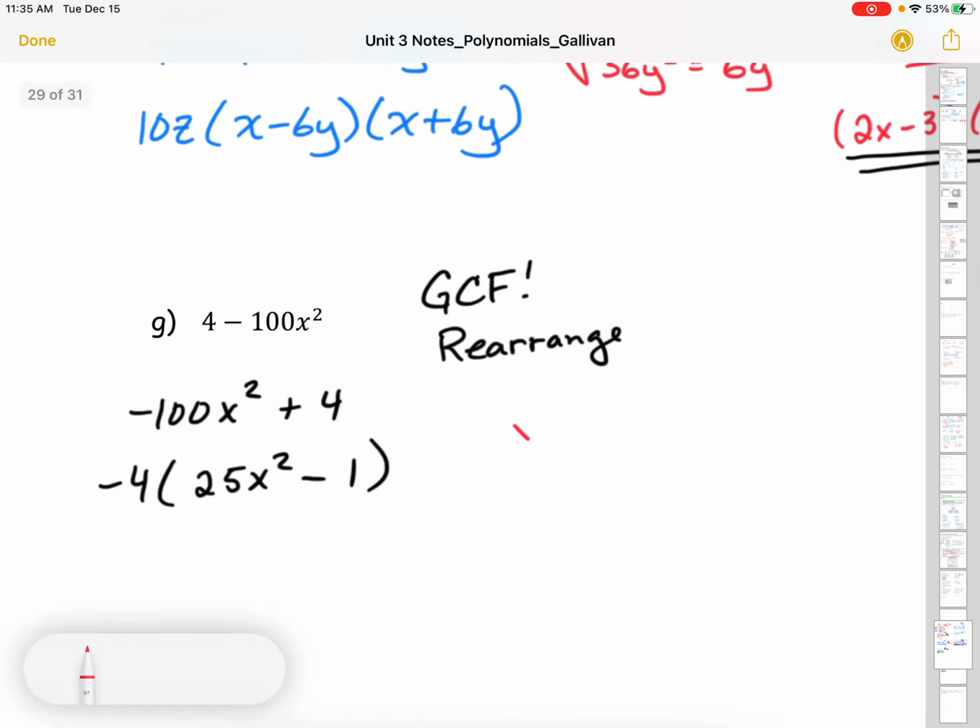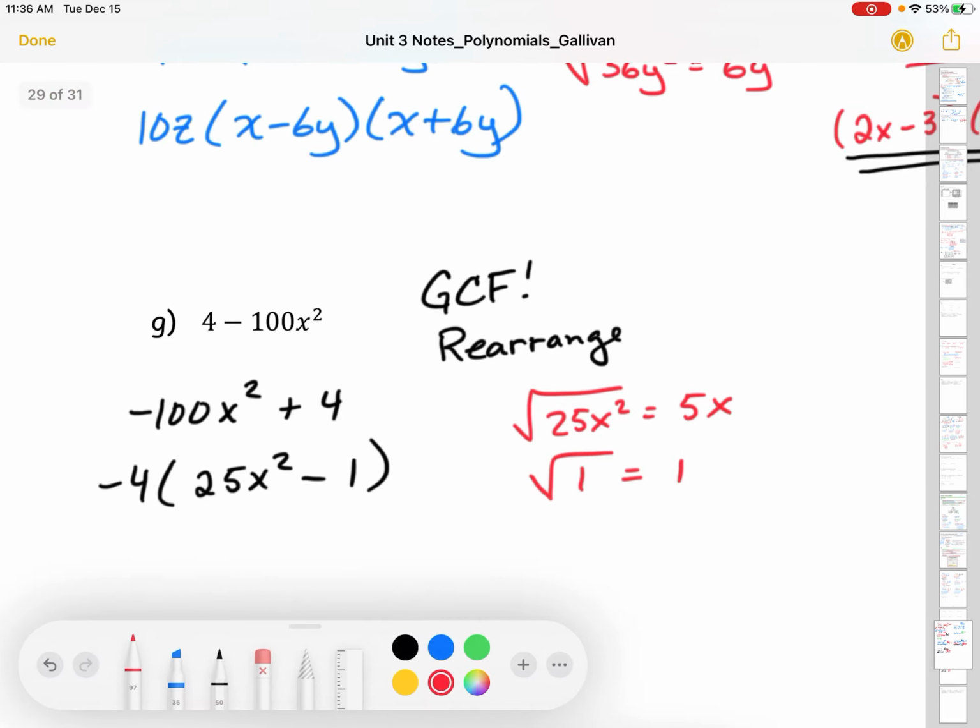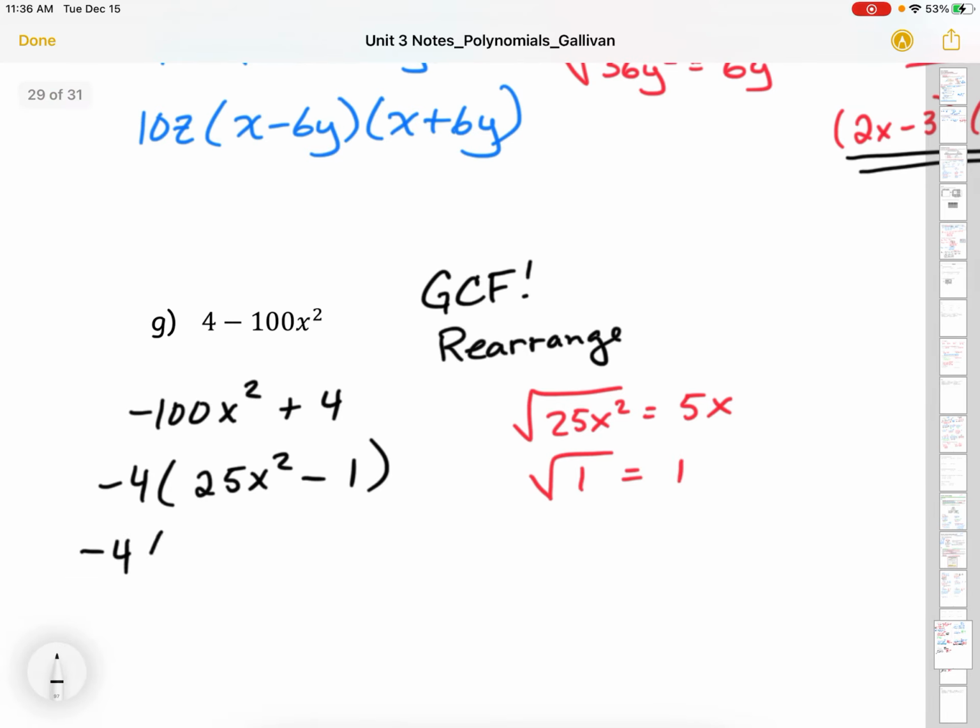You're saying, oh, a 1, miss. What's going on with that? Well, let's see. Let's first deal with the 25x squared, and it will be 5x. Well, the square root of 1 is 1, so I can keep going. And it is a difference of squares. So it'll be 5x minus 1, 5x plus 1.